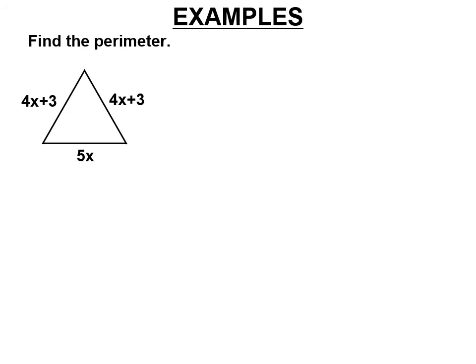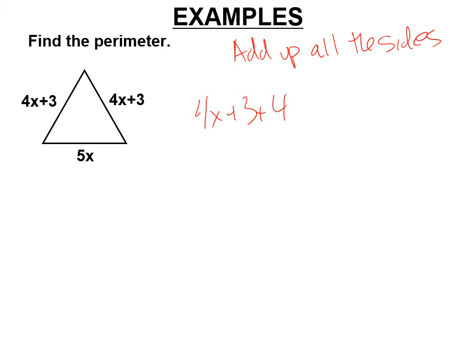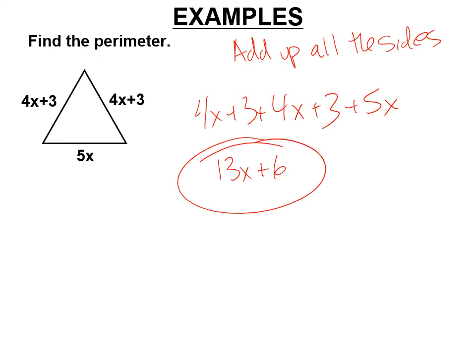Okay. So to find a perimeter, what do we do? Right? You add up all the sides. So we're going to have 4x plus 3 plus 4x plus 3 plus 5x. 4x plus 4x plus 5x is 13x. 3 plus 3 is 6. And so it's positive 6. And so, yeah, we don't know some missing information, but we know the length around this whole triangle will be 13 times that missing information plus 6.